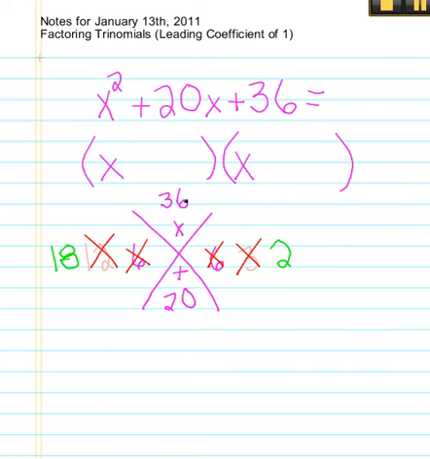18 times 2 is 36. 18 plus 2 is 20. So we know then that our binomial would be x plus 18 times the group x plus 2. And we can check it again by FOILing this out.